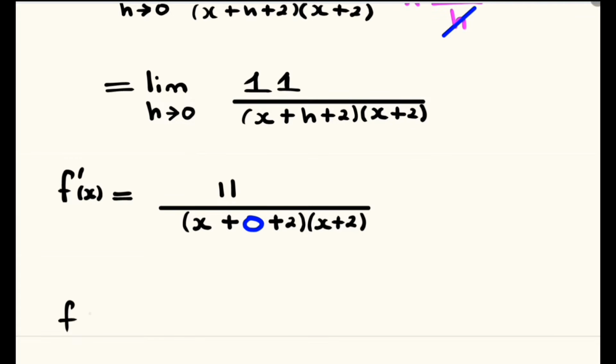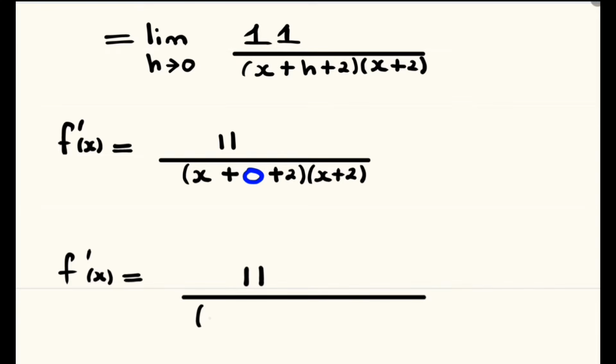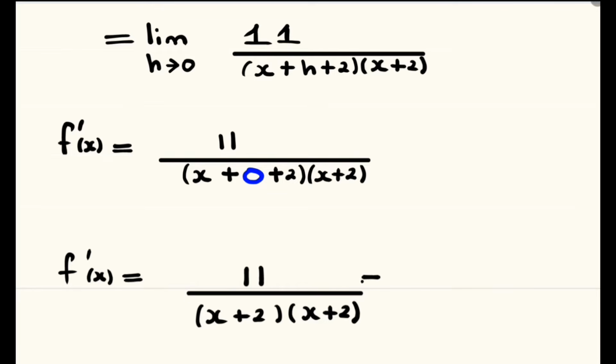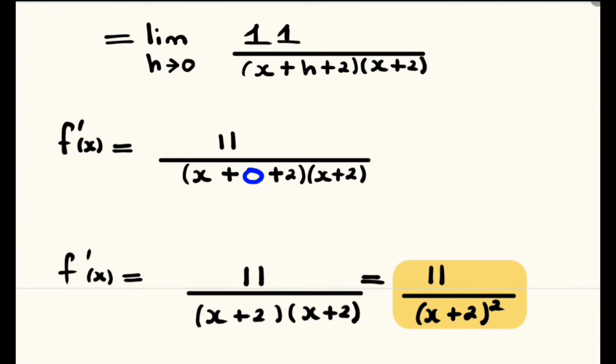The f prime of x, the derivative using first principle, is equal to 11 divided by (x plus 2) multiplied by (x plus 2), which will be equal to 11 divided by (x plus 2) raised to the power 2. And this will be the derivative of our function using first principle. Moving to the next question.